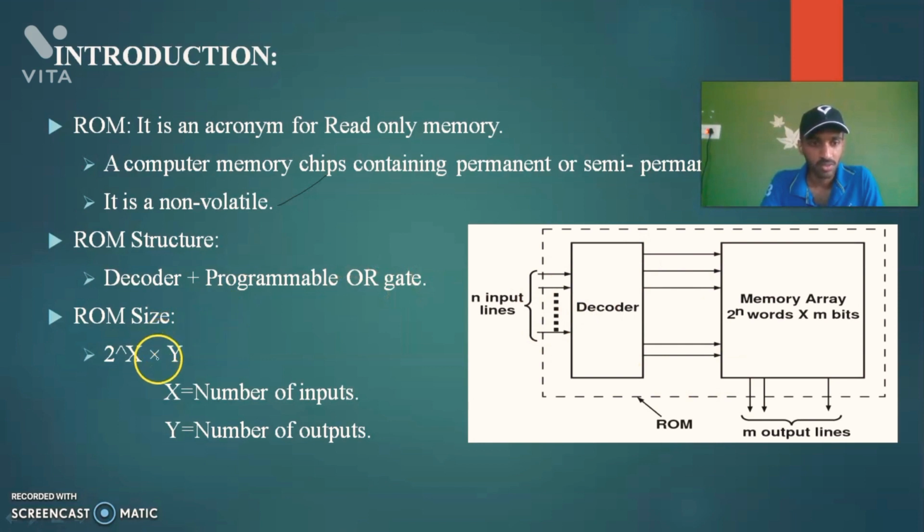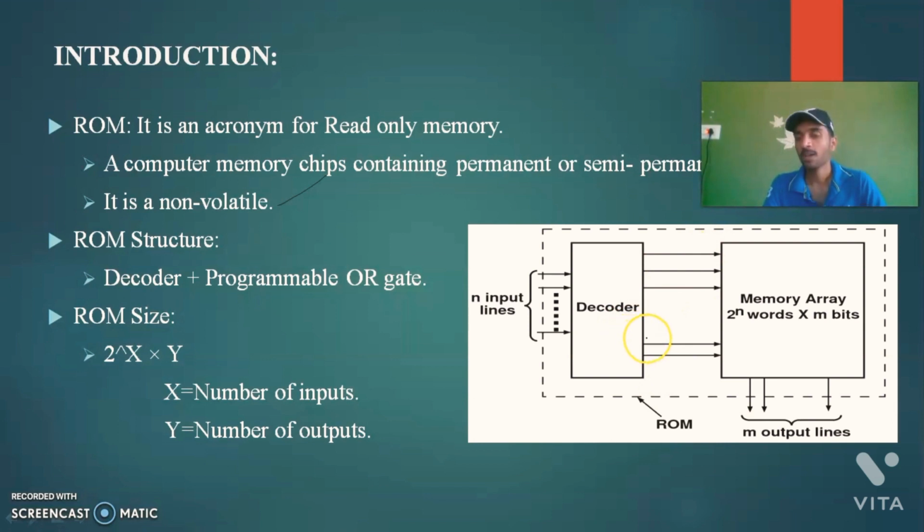So based on this expression 2 power x cross y, where x is the number of inputs and y is the number of outputs. So here x is an input that is given to the decoder. This is where n bits of information, or we can call it n bits of address, is placed on the decoder by the processor when it wants to read the data from the ROM. So the decoder decodes the given code and selects any one of the word lines. Word line means the output of the decoder.